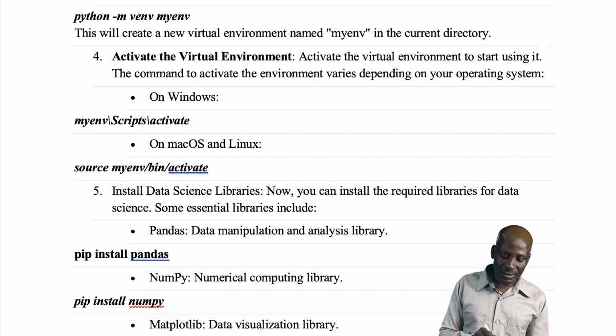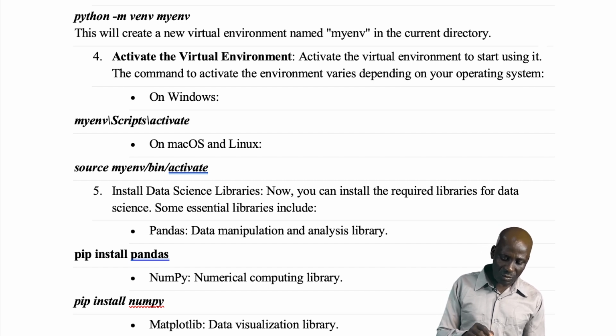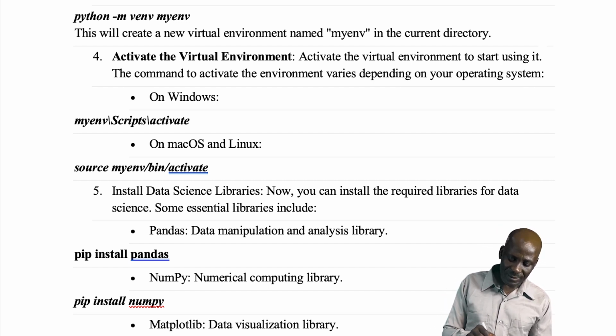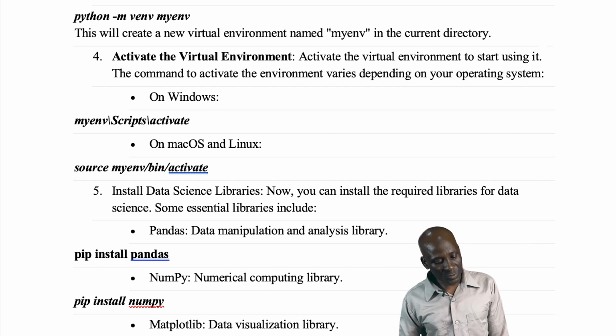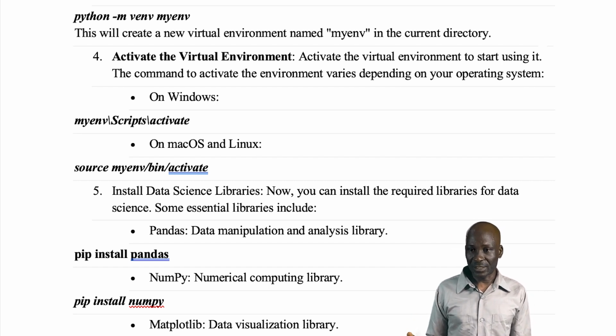So to activate it, you are going to type what? You type the name of the environment. Then when you type the name of the environment, then from there, you can now put slash, the name of the environment, slash, then Scripts, then slash activate. So once you have been able to do that, then you have activated the environment. Then you can now install your necessary packages.